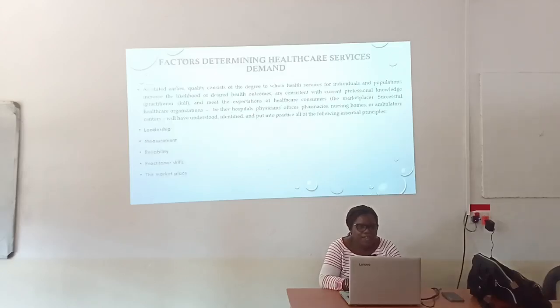Okay. Factors determining healthcare service demand. So as stated earlier, quality consists of a degree to which healthcare services for individuals and populations increase their likelihood of desired health outcomes. So this is very important when you are looking at a healthcare service. So this statement generally means the standard quality of a healthcare service normally determines the health outcome of an illness.